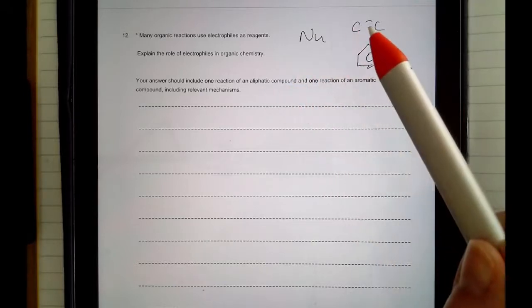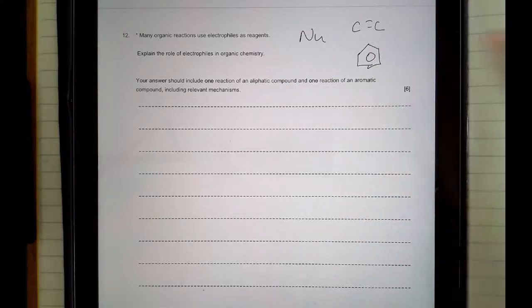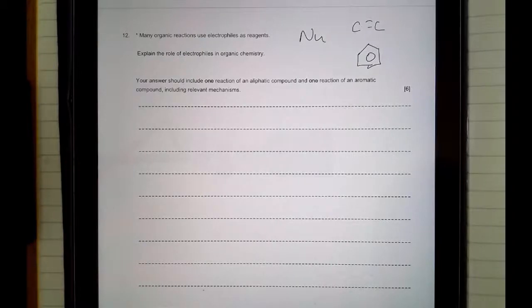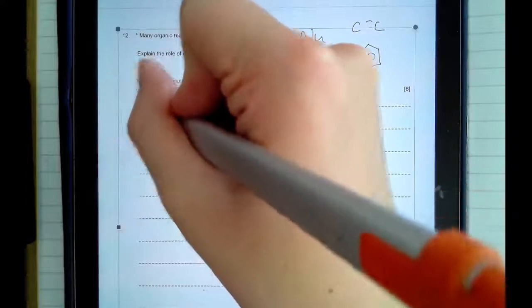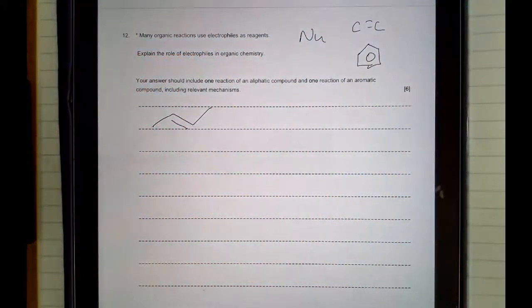So I've just got a normal alkene that will not contain a benzene ring. That will be my aliphatic compound. An aromatic compound is something that does contain a benzene ring. So if I just use benzene itself, then it's my aromatic compound. So when I'm doing out this answer, what I'm going to do is I'm going to pick an alkene. I'm going to make it nice and easy for myself as well. I'm going to make it a symmetrical alkene, so I don't have to worry about major or minor products.